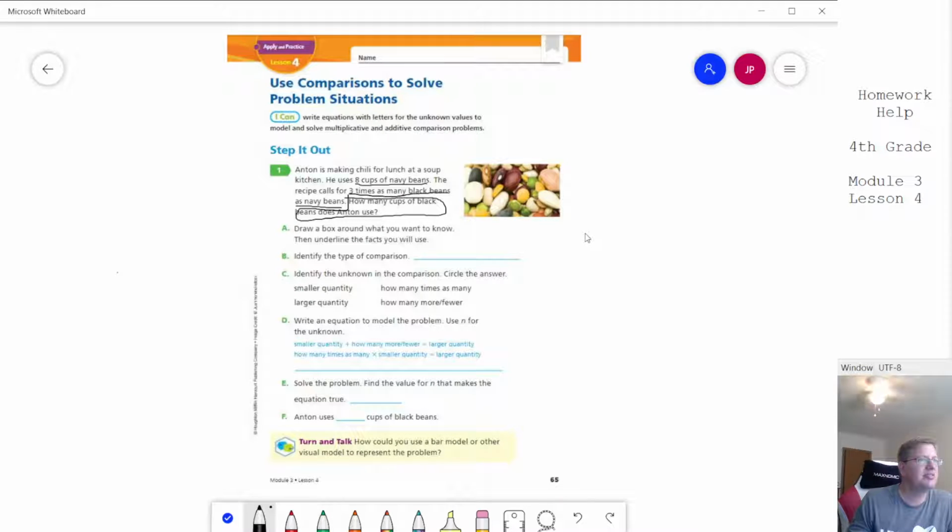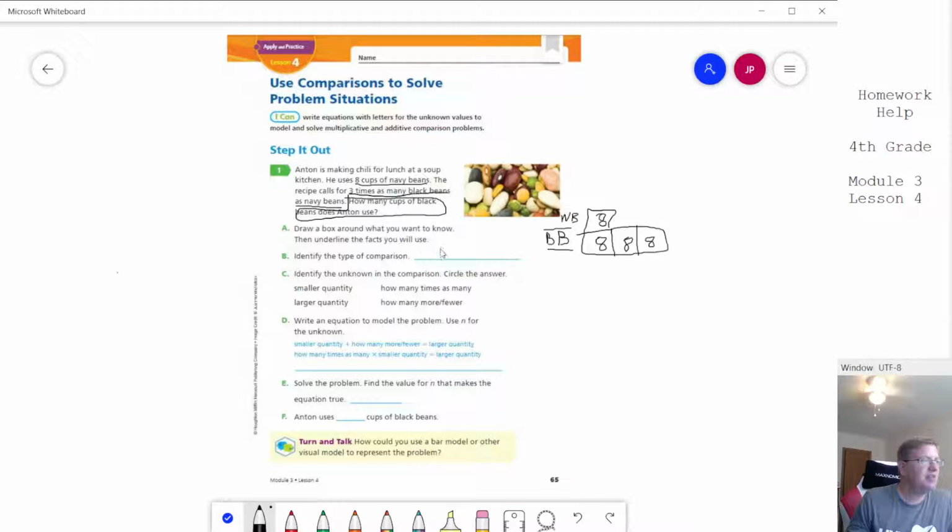So for instance, if we had our bar model out here, we need 3 groups of 8. And then we would have this part up here, and we would have an 8. And so this would represent our navy beans, and the part below would represent our black beans. So this is kind of to get ready for our module test.